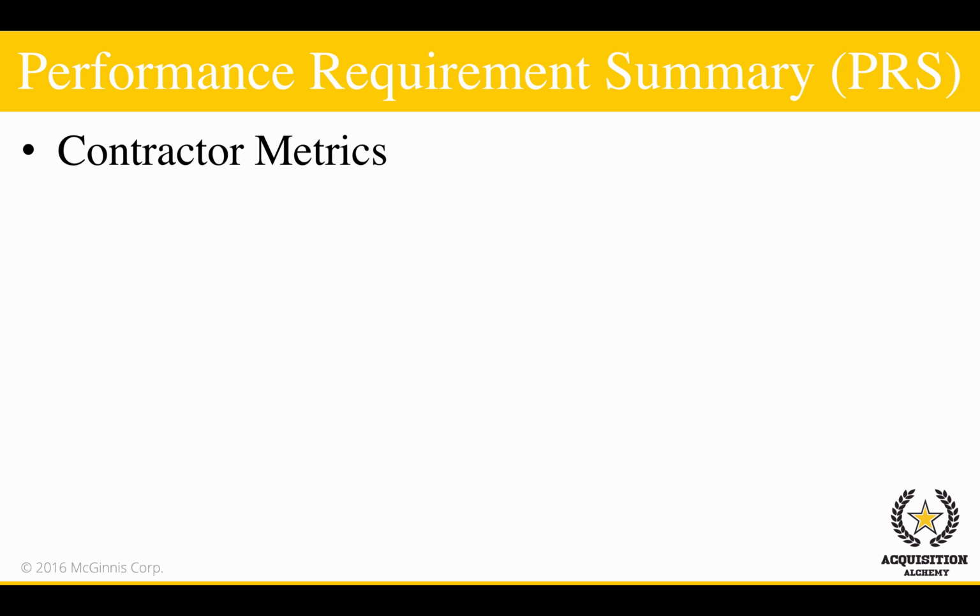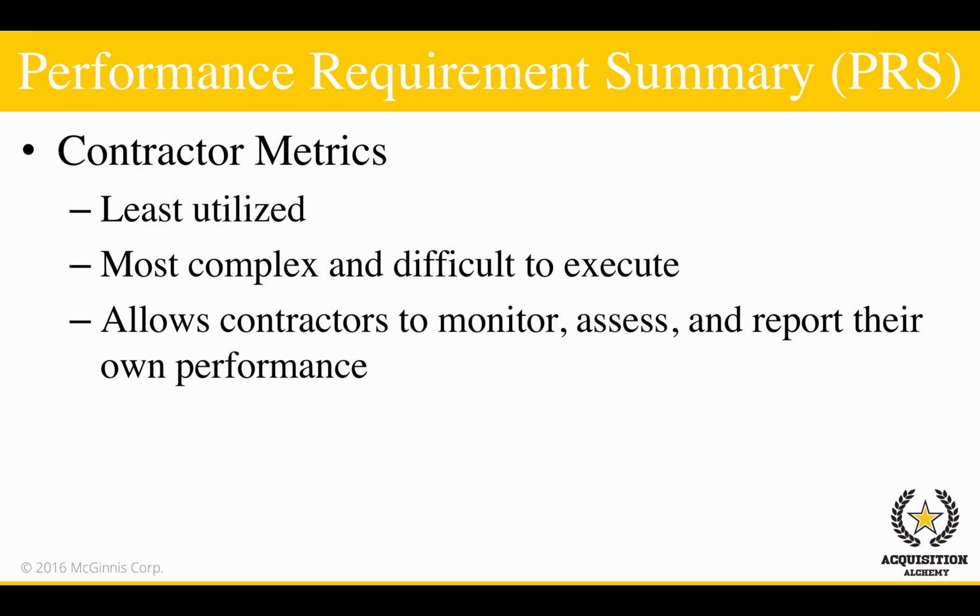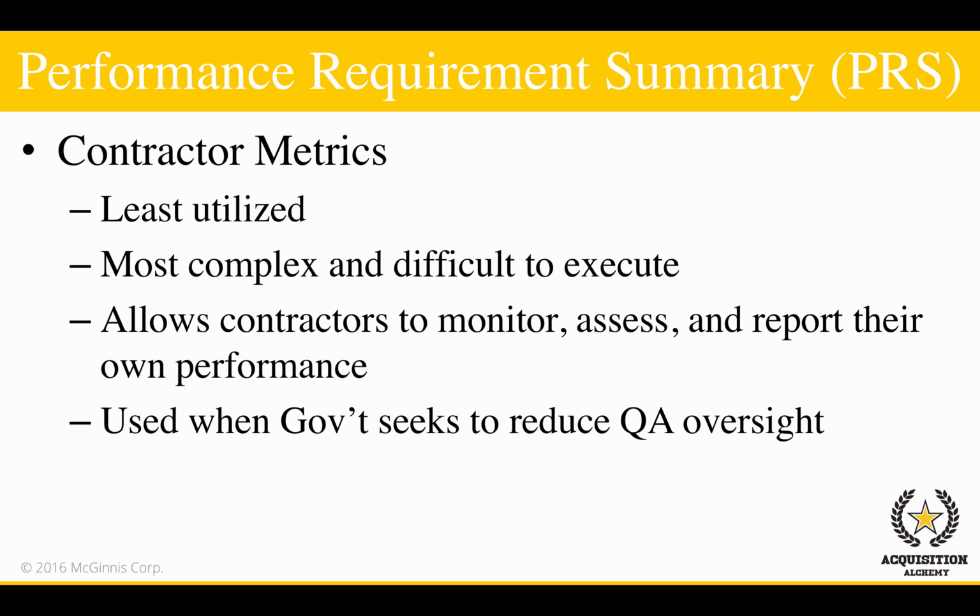Contractor metrics. It's the 5th and least utilized method of contract surveillance, and it's also the most complex and difficult to successfully execute. That's because the contractor metrics method allows the contractors to monitor, assess, and report their own performance. This surveillance method is generally used when the government seeks to reduce, but not eliminate, the government's level of quality assurance oversight and thereby transfer quality assurance oversight responsibilities to the contractor.